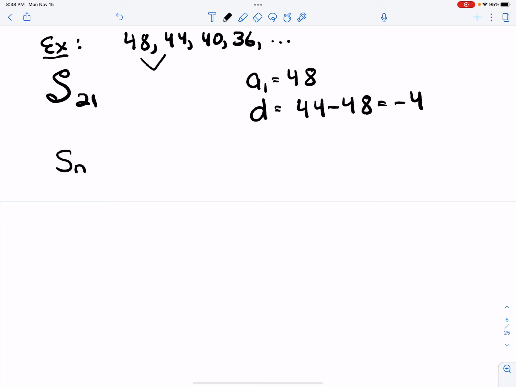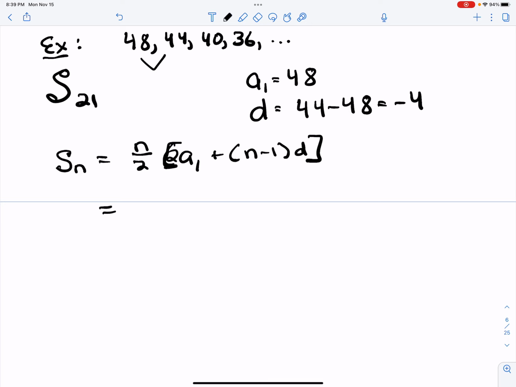S sub n, I use fancy S's so you know it's an S, not a 5. S sub n equals n over 2 times... wait, we don't want to use that one. We want to do the [2a sub 1 plus (n minus 1) times d]. We don't want to use a sub 1 plus a sub n because we don't know the last term. You could keep adding negative 4 and get the 21st term, but who wants to do that? Such a waste of time. Instead, we can use this version of the formula.